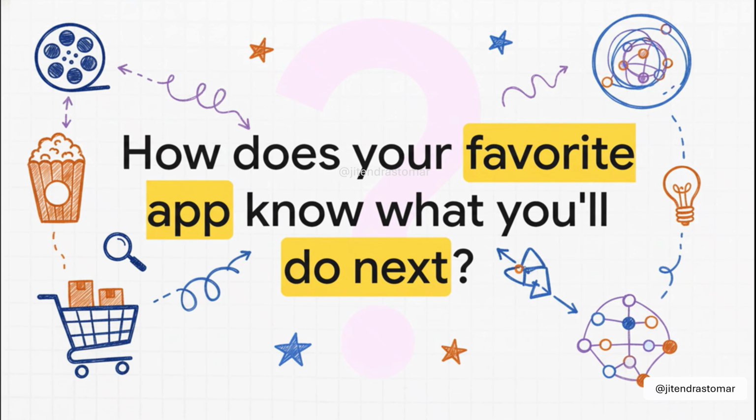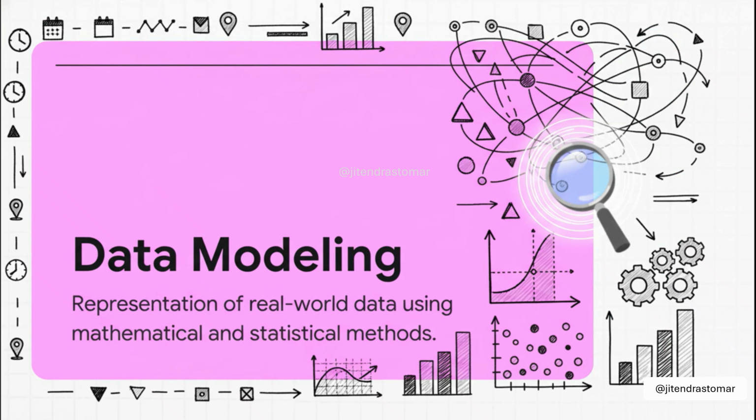I mean, really think about it for a second. How does a streaming service just happen to recommend the exact movie you're in the mood for? Or how does a shopping site suggest that one thing you didn't even know you needed, but now you can't live without? It feels like magic, right? But it's not. The answer is actually something much more interesting. And that answer is data modeling. It's the secret sauce behind all of those incredibly smart predictions.